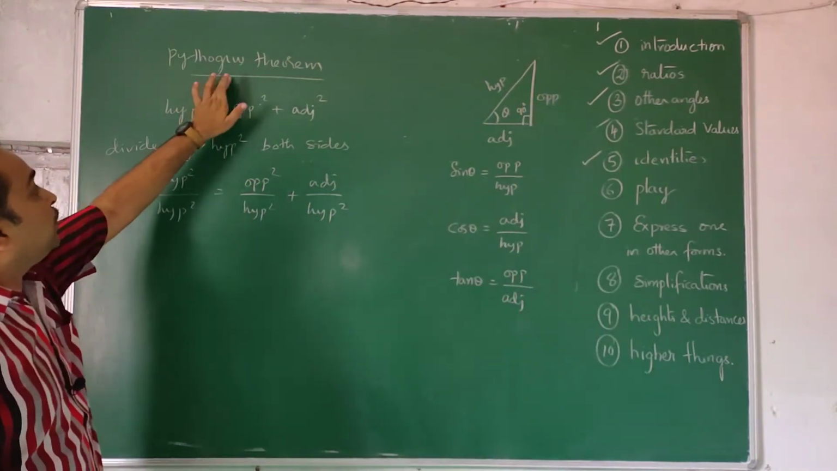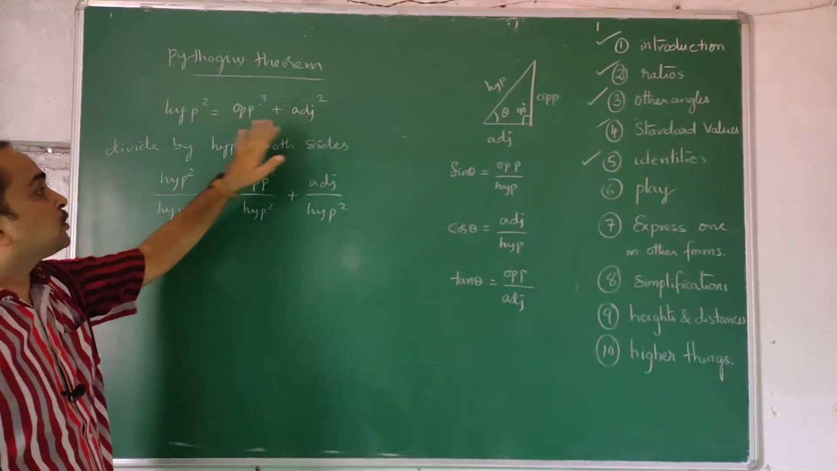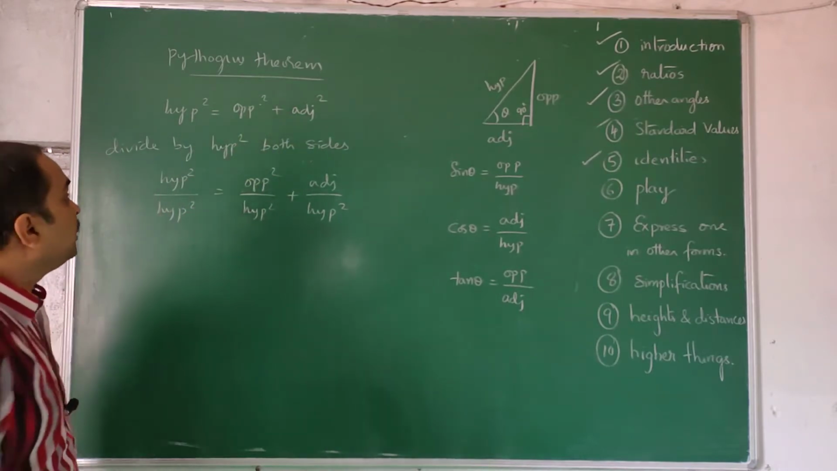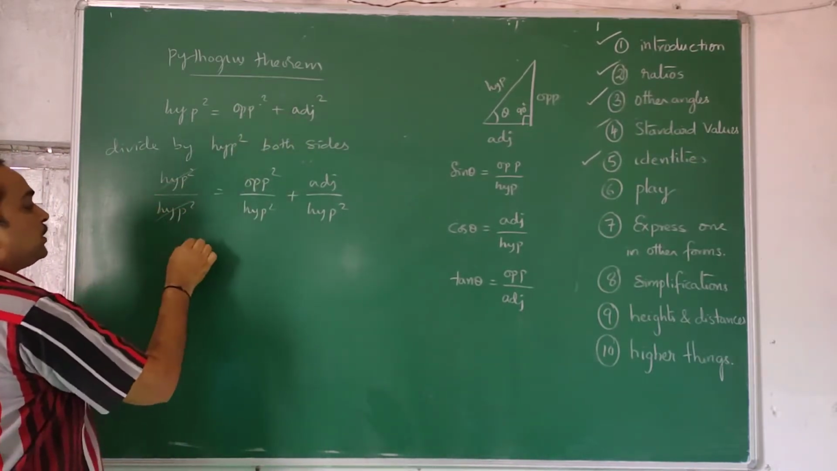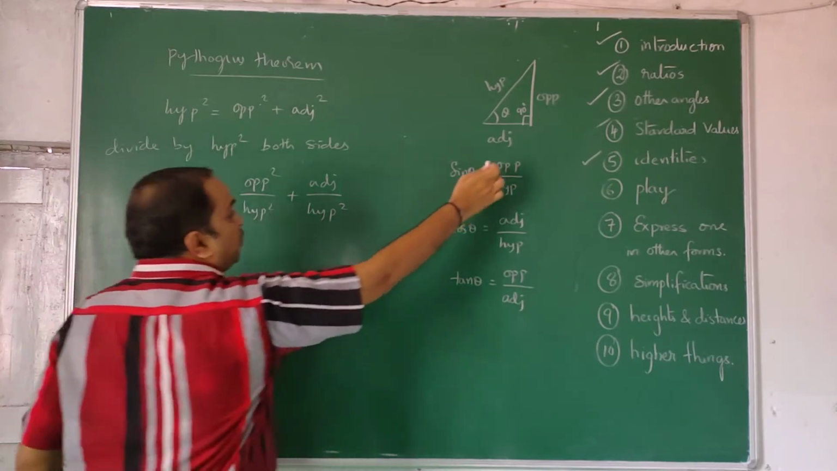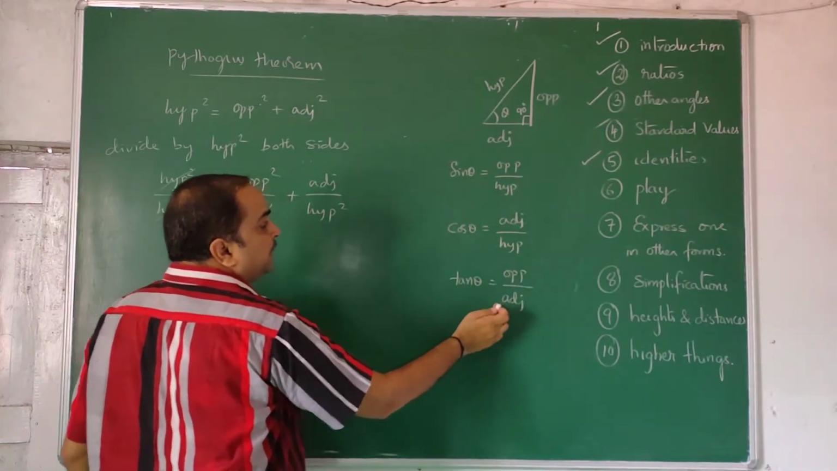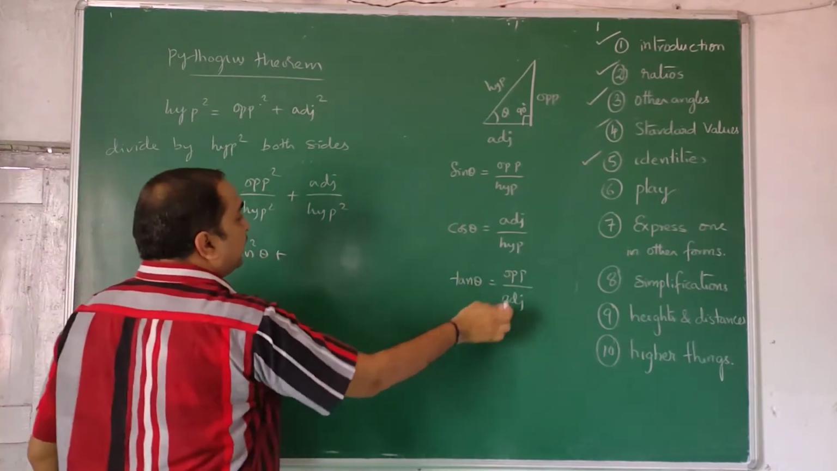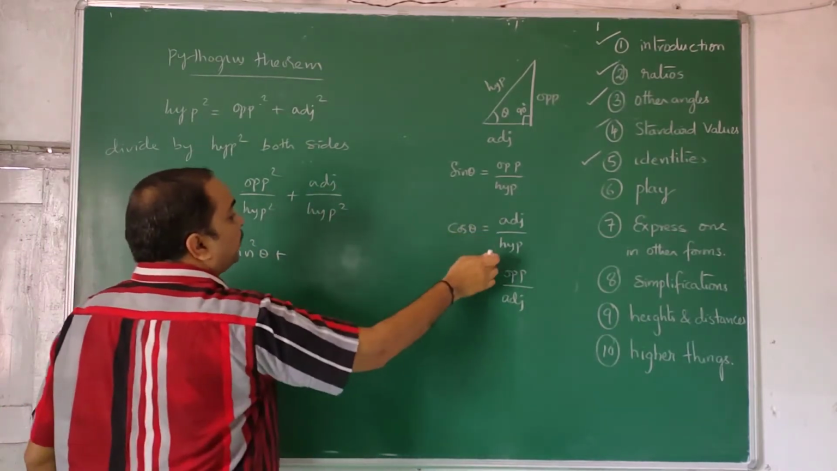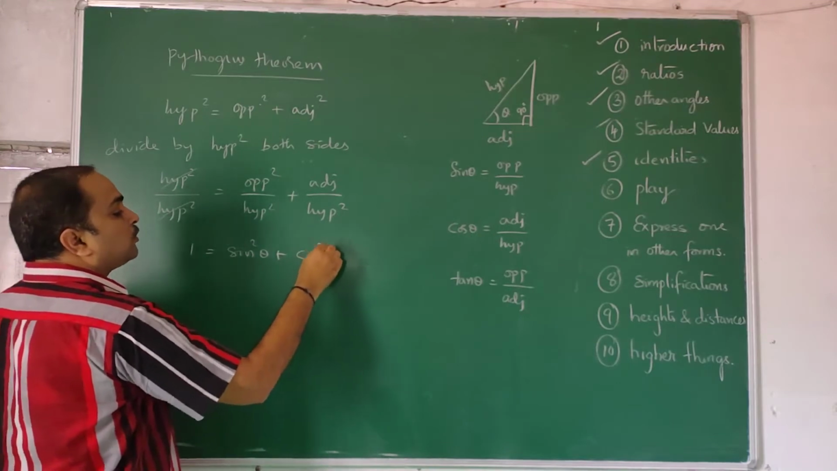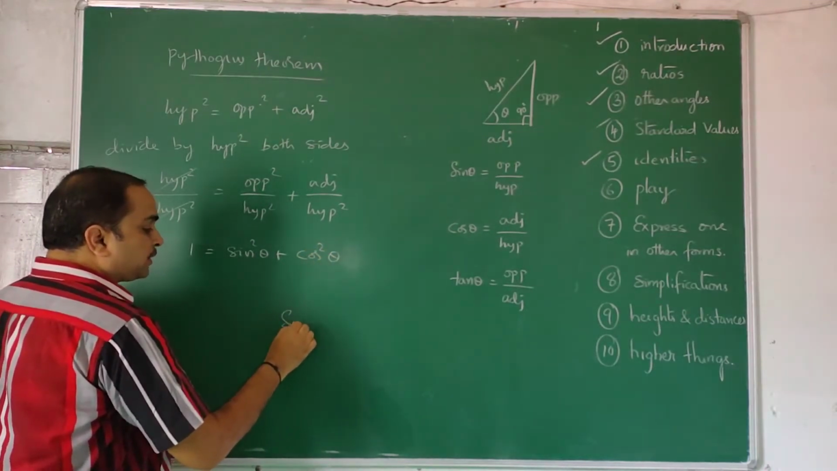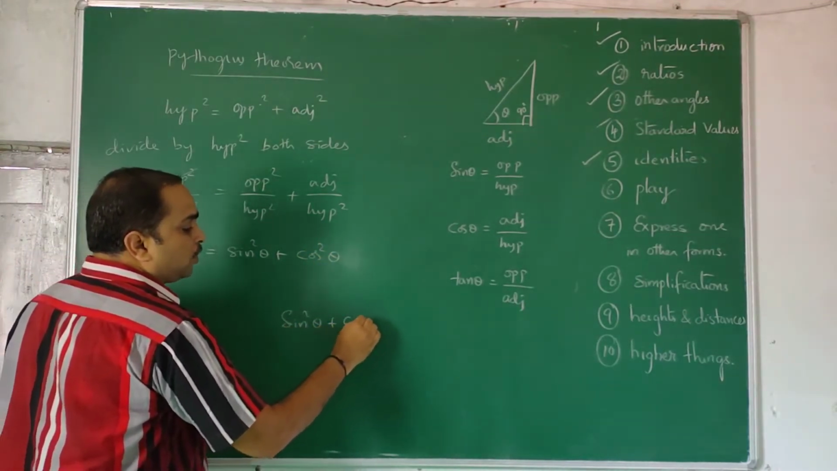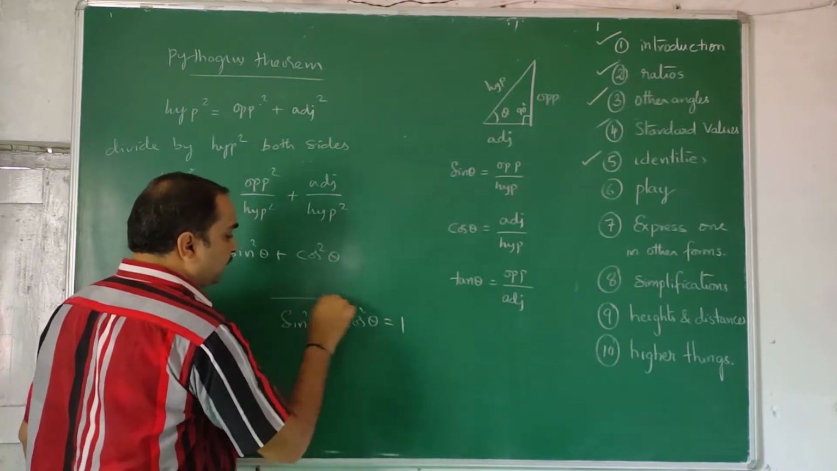So in Pythagoras theorem, hypotenuse square is equal to opposite square plus adjacent square. Divide throughout by hypotenuse square. Hypotenuse square by hypotenuse square is 1. Opposite by hypotenuse, old Henry and his old auntie, is sine theta, so sine square theta plus adjacent by hypotenuse, which is cos theta, cos square theta. So you can remember the very famous identity: sine square theta plus cos square theta is equal to 1. This is one identity.